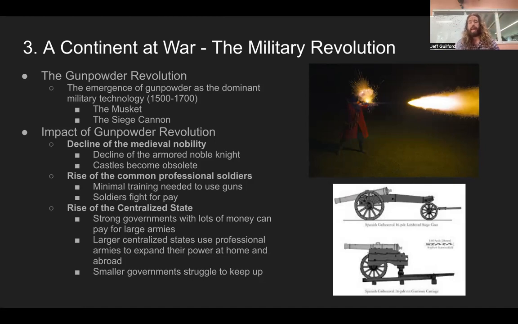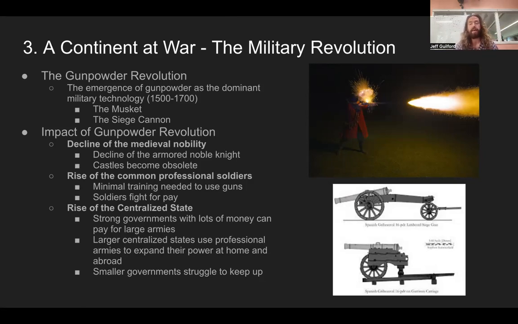Basically, what we see here is the end of the medieval style of war of putting on armor and stabbing people, and the rise of professional armies armed primarily with gunpowder weapons, that is, muskets and cannons. So some folks call this the gunpowder revolution, which is just the emergence of gunpowder as the dominant military technology. By the year 1700, guns are the main way people fight. Stabbing is now a secondary thing, and armor is no longer important because guns shoot through armor.